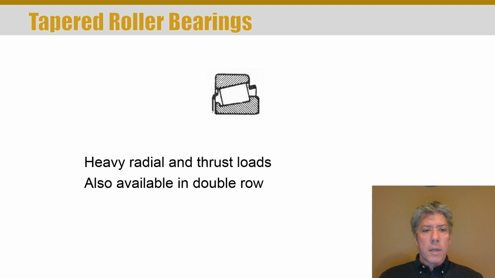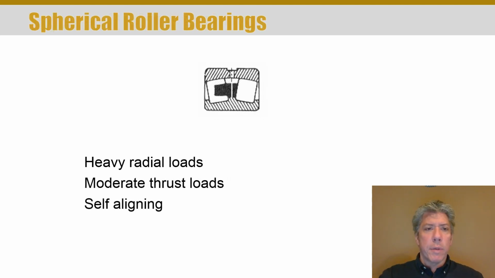So these tapered bearings are very good for heavy radial and thrust loads. And you can actually get double row bearings like this. I'll show you one in the context of a housed bearing here in a moment.